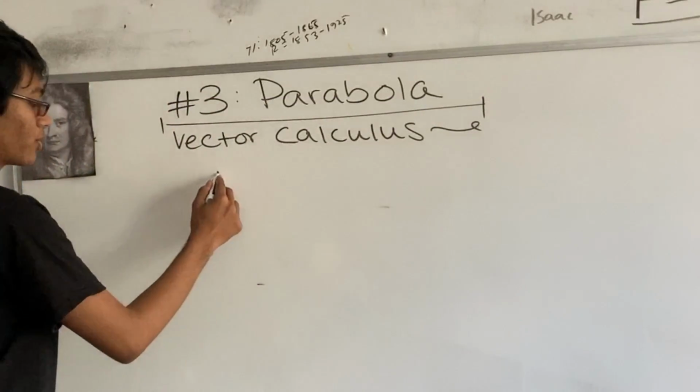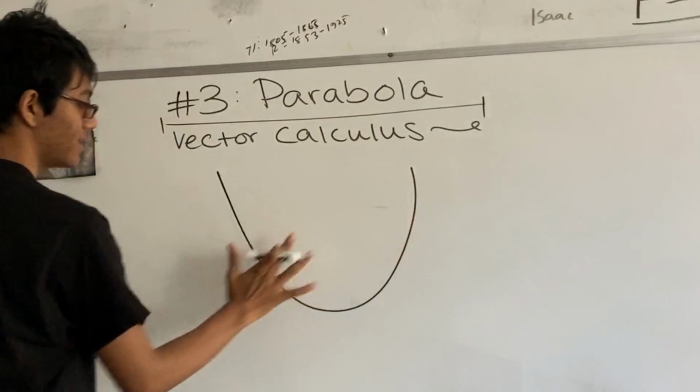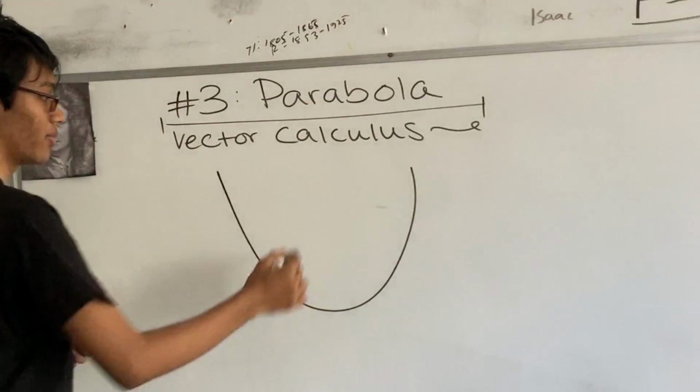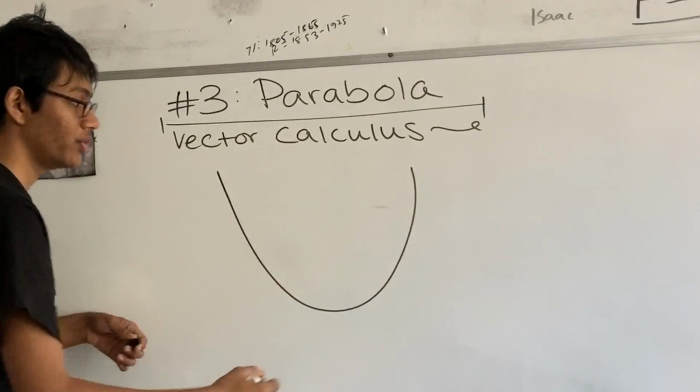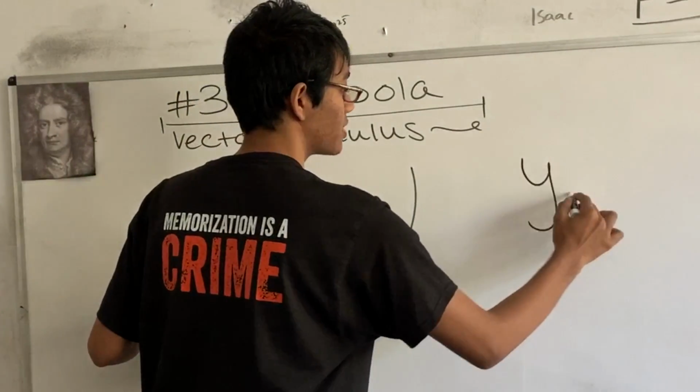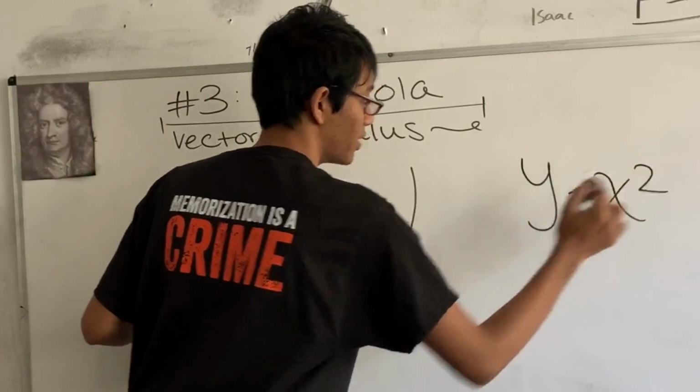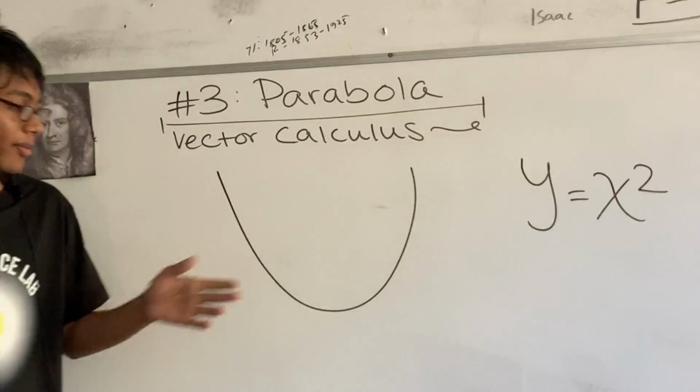So our most basic parabola, the one we should all know, is this one, right? The happy face looking parabola. And that parabola, of course, we know its equation. Its equation is going to be y equals x squared, right? Now, what are some of the properties in this parabola?